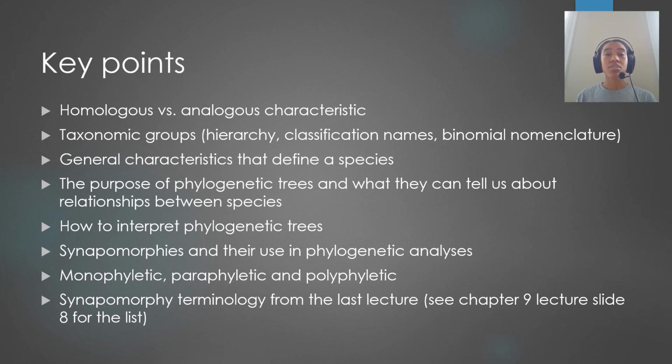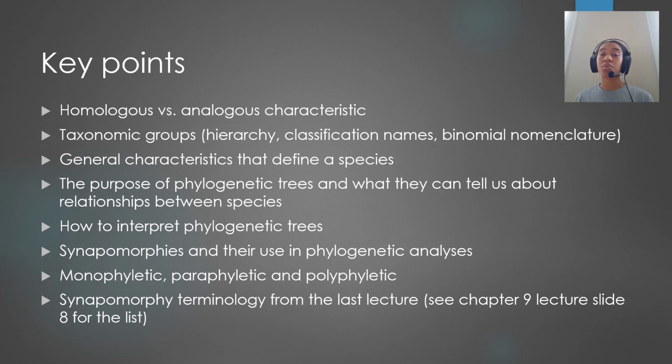So some key points to take away from this lecture are: what are homologous and analogous traits? What does it mean for a characteristic to be homologous versus analogous? What are taxonomic groups, right? So what is the hierarchy of the taxonomic groups? What are the names? Like, how do you order them? And then binomial nomenclature, knowing what that is. Know the general characteristics that define a species, know the purpose of a phylogenetic tree and what they can tell us about the relationships between species.